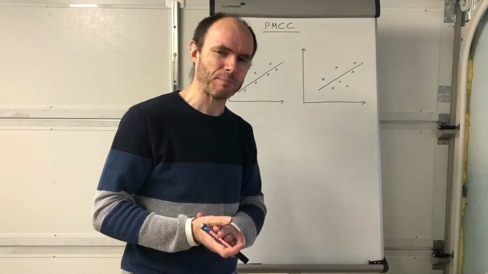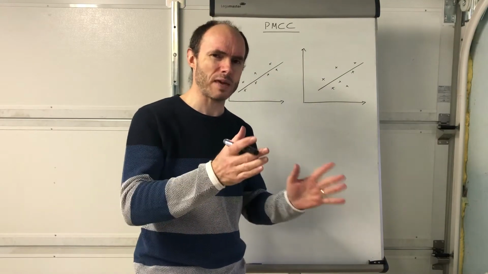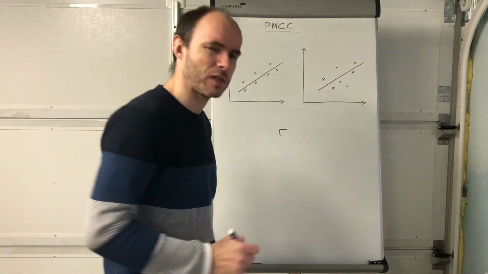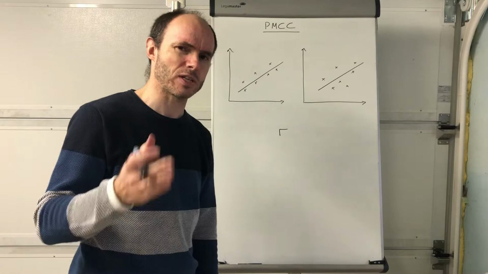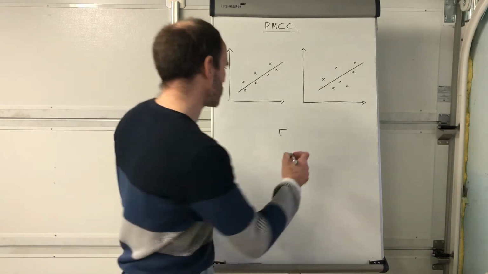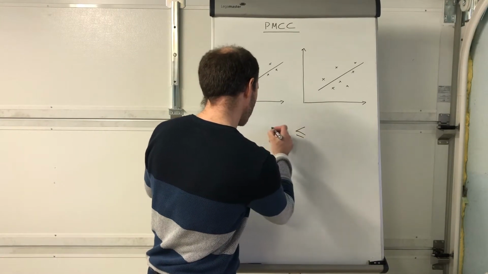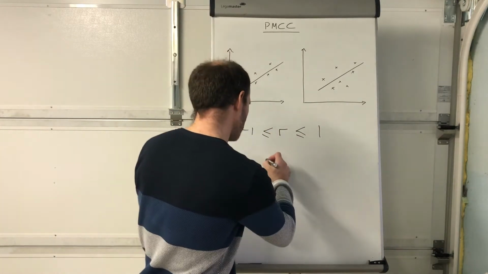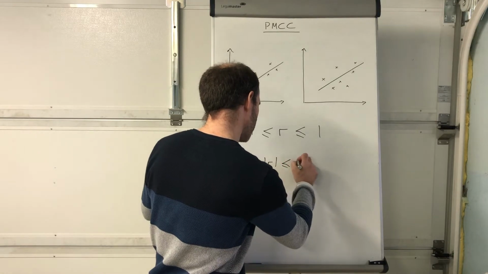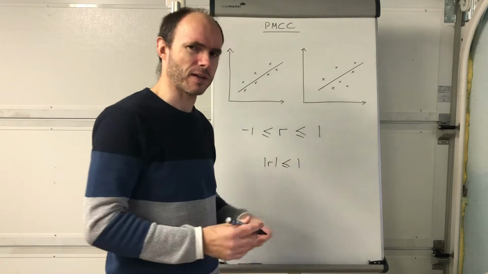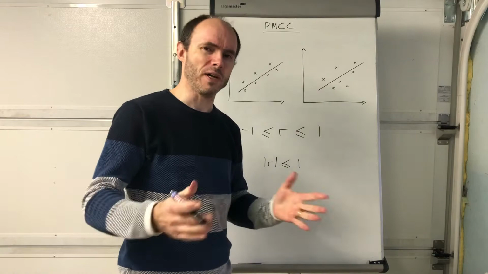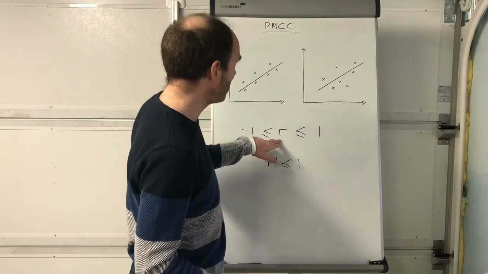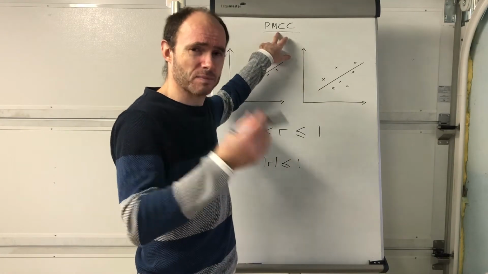The formula is quite simple, but before I give it to you, let me introduce the letter r. r is what we use to represent this correlation coefficient. Traditionally the value of r lies between -1 and 1. If you want, you can write it like this: the modulus of r is less than or equal to 1. It means the same thing. When we get our formula, which I'll show you in a minute, we're going to calculate a value of r. That is the PMCC, the correlation coefficient.